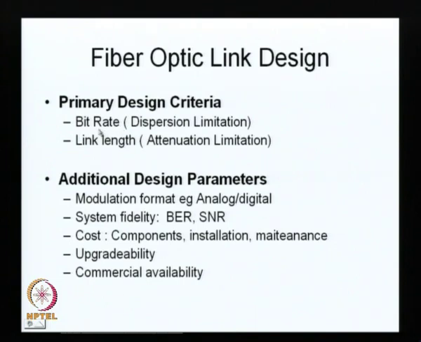But as we have seen, when the bits are transmitted on the optical fiber, because of dispersion, the bits broaden, there is a spreading of the pulses. And then for a given distance, there has to be a minimum separation between the pulses, so that they do not overlap with each other. So, one of the primary criteria for design is the data rate we want to send on the required optical link. A user specifies, this is the bit rate I would like to transmit on this optical link.